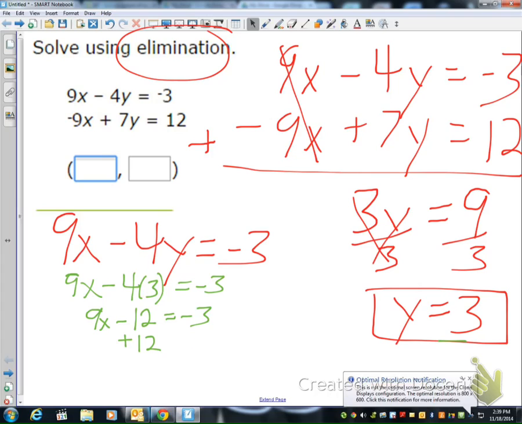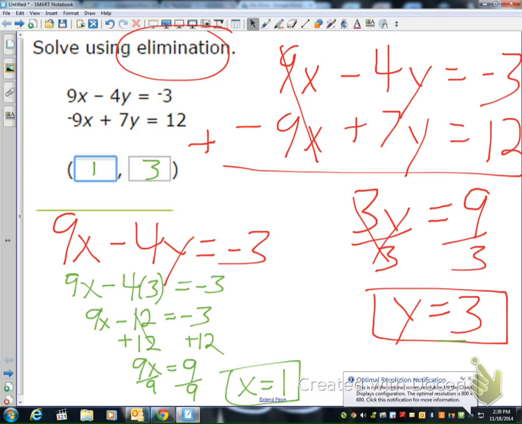I'm going to add 12 to both sides. So I get 9x equals 9. Divide by 9, and we get x equals 1. So my solution is x is 1, y is 3.